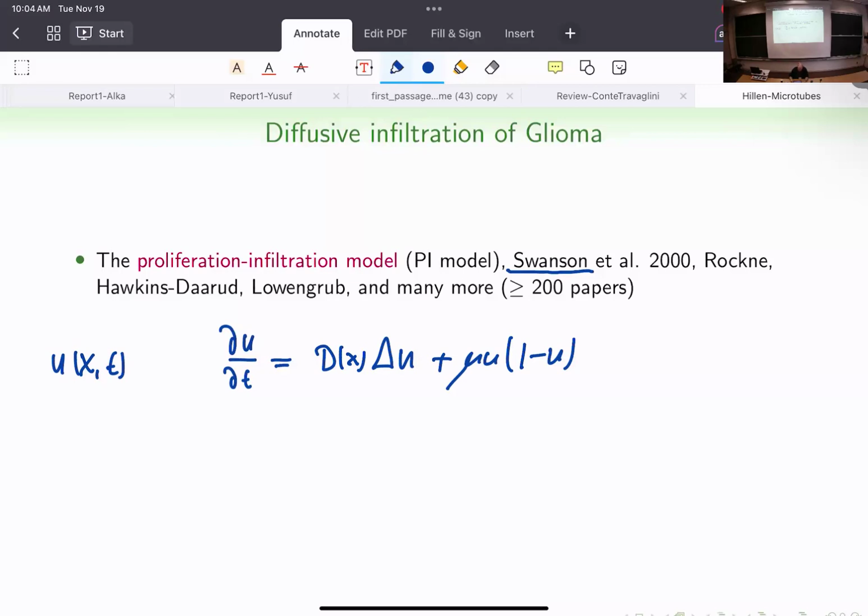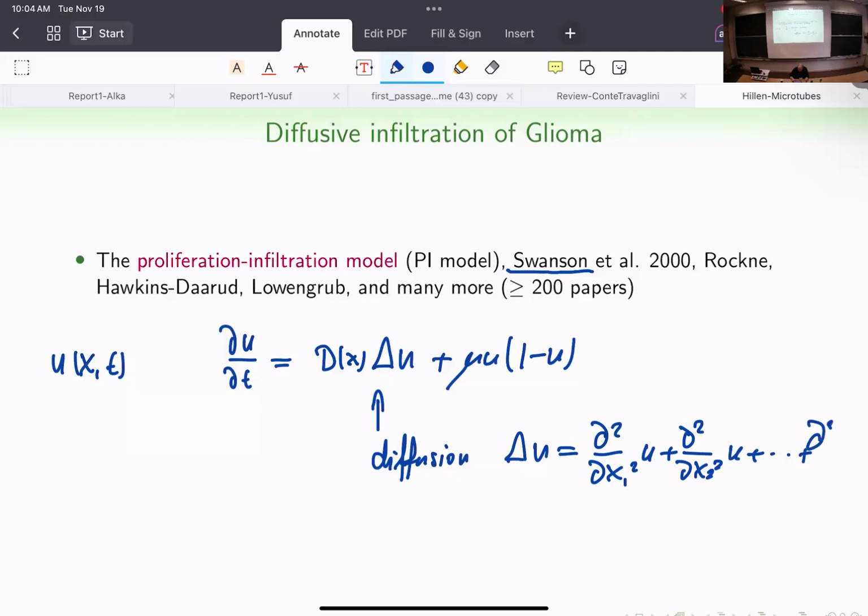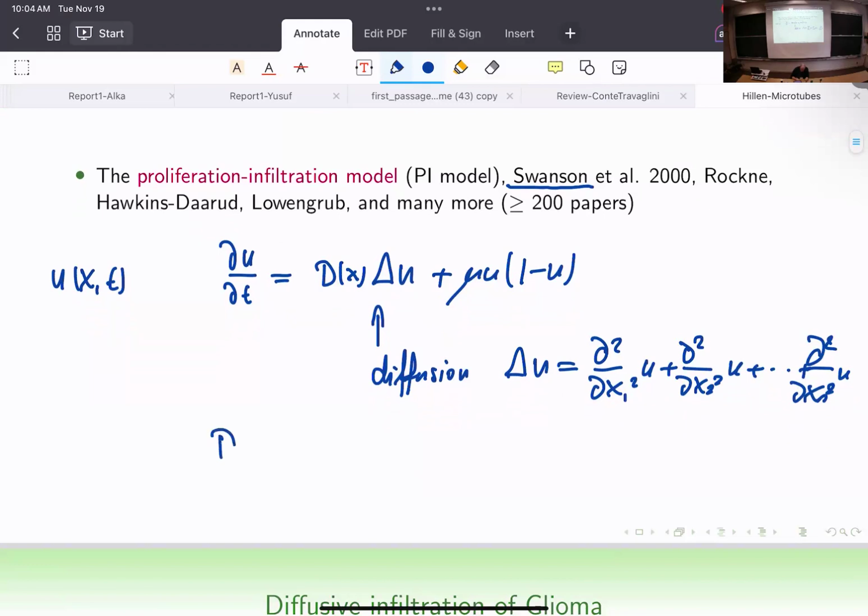The logistic term we have seen many times, so there's no mystery here. This is a diffusion term, the Laplacian. You remember the Laplacian, I'll just remind you: d squared by dx1 squared of u plus d squared by dx2 squared of u, and so on, up to d squared by dxn squared of u. That's the Laplacian. And the D(x) in this model is split into two components. Let's call these 1 and 5. They assume it is 5 times higher in white matter, and it is 1 in gray matter.